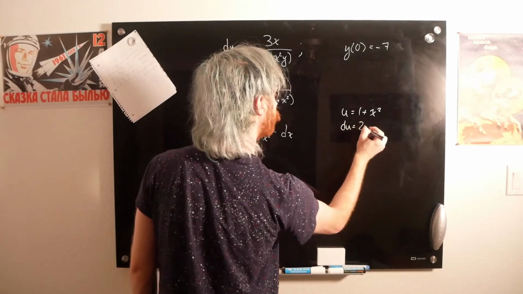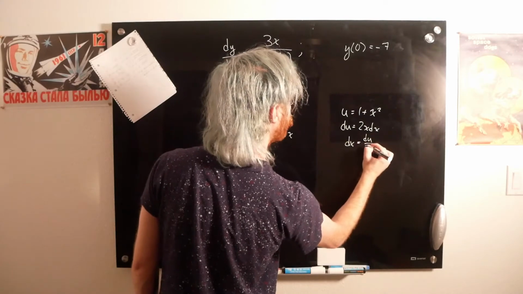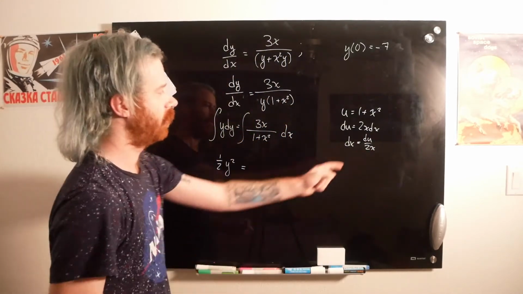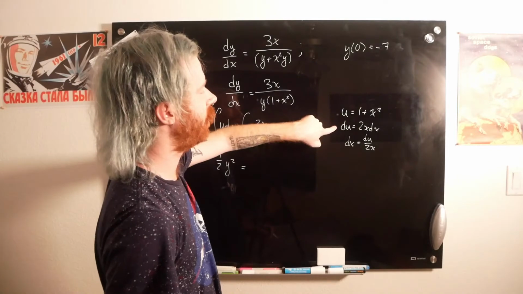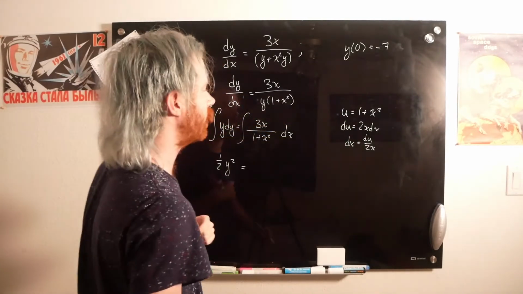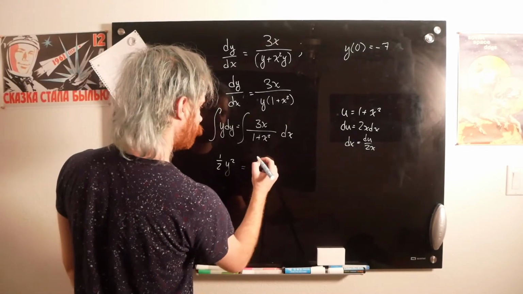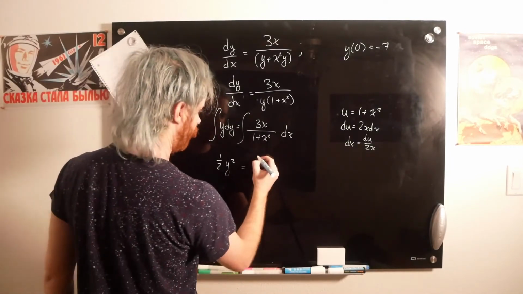du equals 2x dx, so dx equals du over 2x. Just dividing by 2x, so we're taking the derivative here, then we're solving for dx. Now we have, I'll go ahead and rewrite the integral.